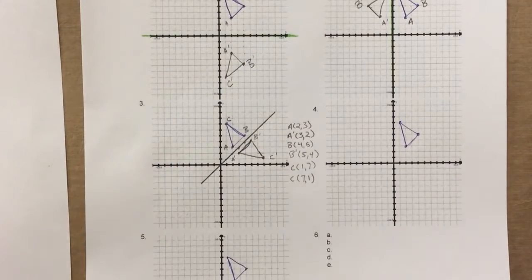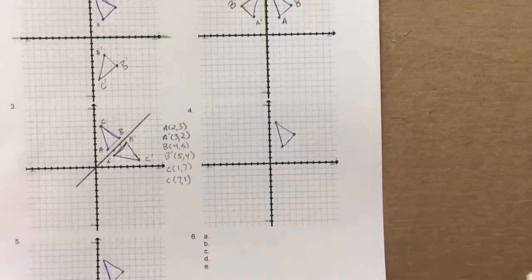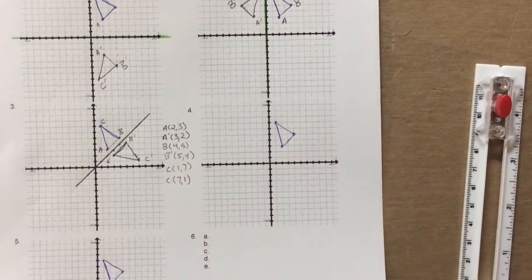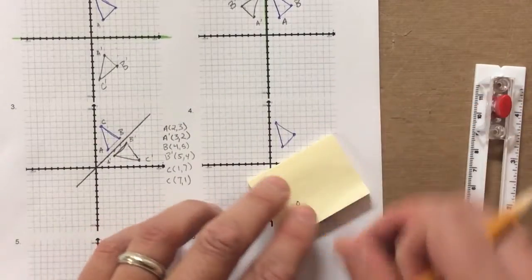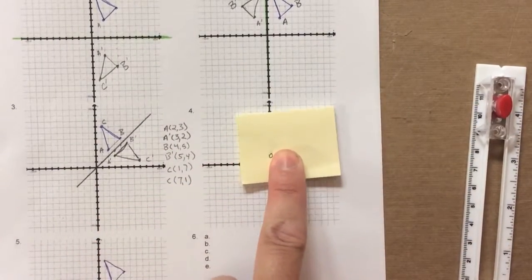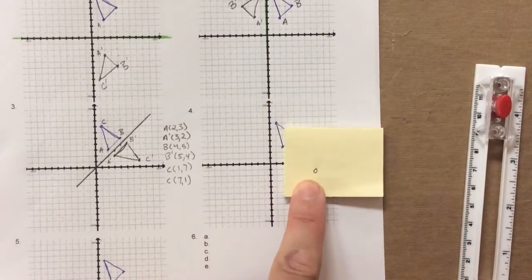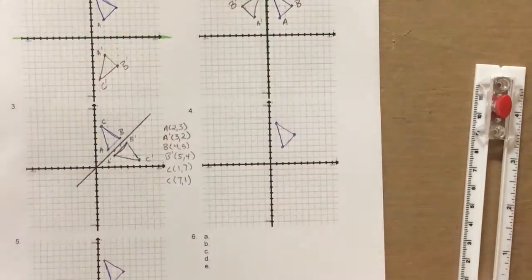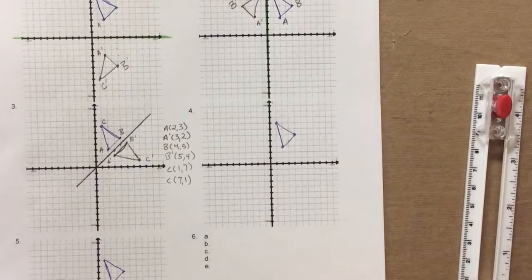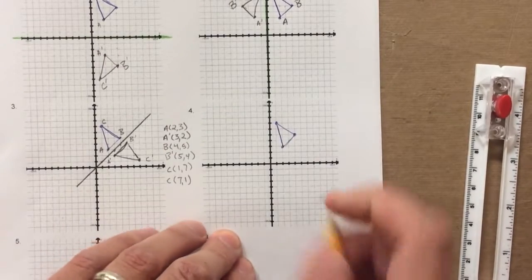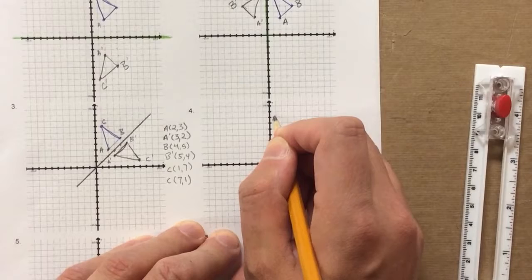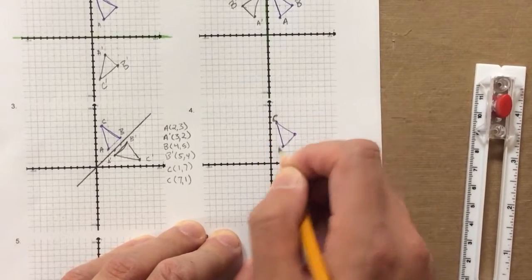Finally, we're going to take a look at number 4. Number 4 asks us to translate. A translation is like a slide. So the idea is if I take that triangle, I can slide it to the left, I could slide it to the right, I could slide it down, I could slide it up. For number 4, it says to translate it 3 units to the right and 4 units up. I'm going to do that with each of my coordinates here.